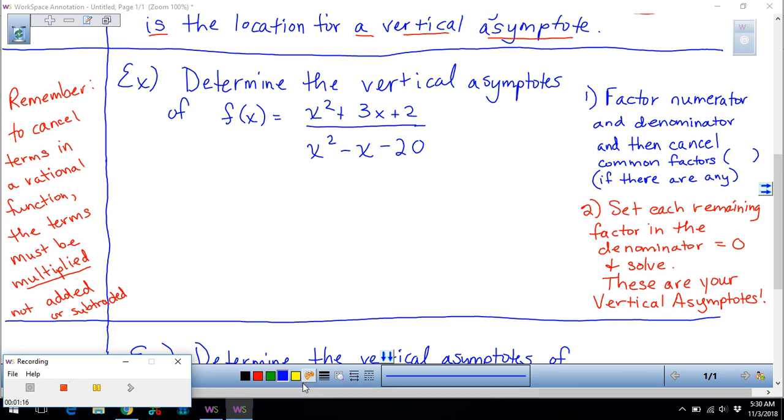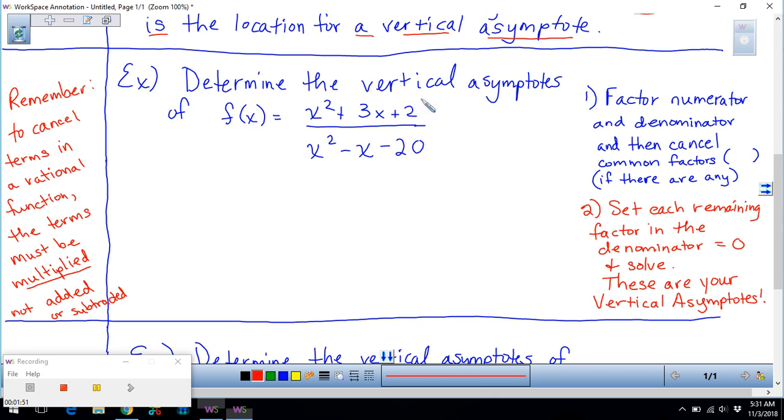Okay, our first example, we want to determine the vertical asymptotes of f of x equals x squared plus 3x plus 2 divided by x squared minus x minus 20. Our first step is going to be to factor the numerator and the denominator, and then we're going to cancel any common factors that they have, if there are any. So step number 1, let's factor our numerator and our denominator.